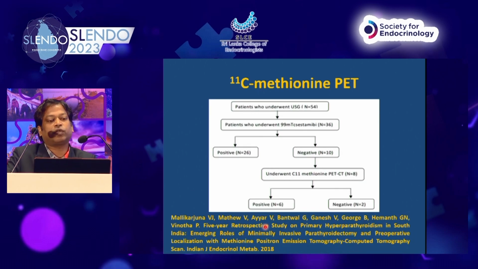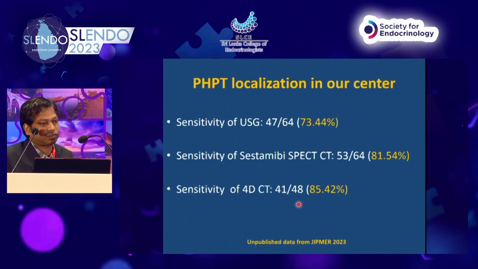Here is a study published from Bangalore. They included 54 patients, out of which 36 patients underwent MIBI scan; 26 were positive and 10 were MIBI negative. Even if the overall sensitivity of methionine PET scan is similar to MIBI scan, in the patients who were MIBI negative, out of 10 patients, 8 were detected in the methionine PET scan. So even if its overall sensitivity is less, it definitely has a role in patients having a negative SPECT scan.